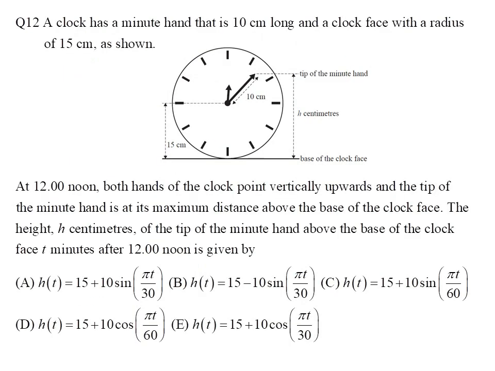Question 12 is a circular function related question, in which it states that a clock has a minute hand that is 10 cm long and a clock face with a radius of 15 cm, as shown in the diagram. At 12 noon, both hands of the clock point vertically upwards, and the tip of the minute hand is at its maximum distance above the base of the clock face. The question is to identify the height, h in cm, of the tip of the minute hand above the base of the clock face, t minutes after 12 noon from 5 given choices.